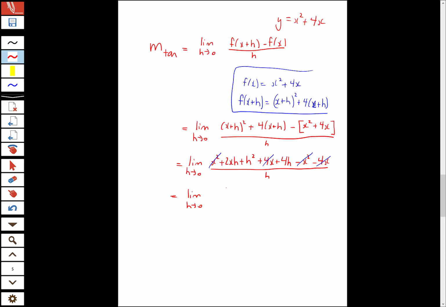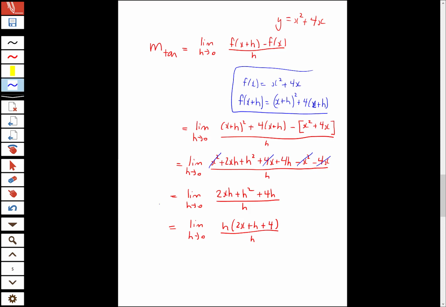We've got the limit as h goes to 0 of 2xh plus h squared plus 4h, and that's all over h. So the beautiful thing to notice here is that in the numerator, every term has an h in it, and that's the indication that factoring is going to be our next step. Okay, so let's try that. Limit as h goes to 0, pull an h out of the numerator, and we'd have h times 2x plus h plus 4, and that's all over h.